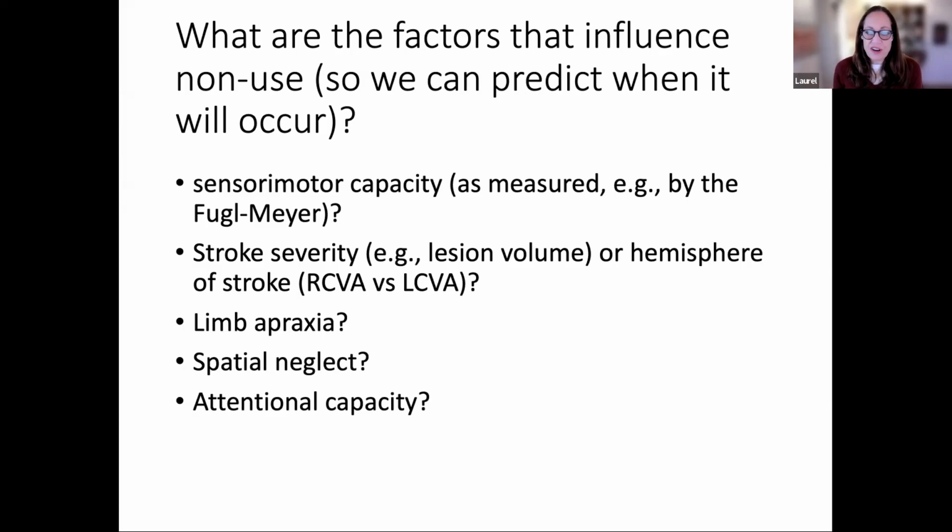Hemisphere of stroke is a strong candidate, since we know that left and right CVA differ in a number of respects. Left CVA has a cluster of deficits including aphasia and limb apraxia, while right CVA has a cluster of deficits characterized by lower arousal and attention and hemispatial neglect. And falling out from that hemisphere of stroke question is whether limb apraxia, spatial neglect, or attentional capacity might predict non-use.